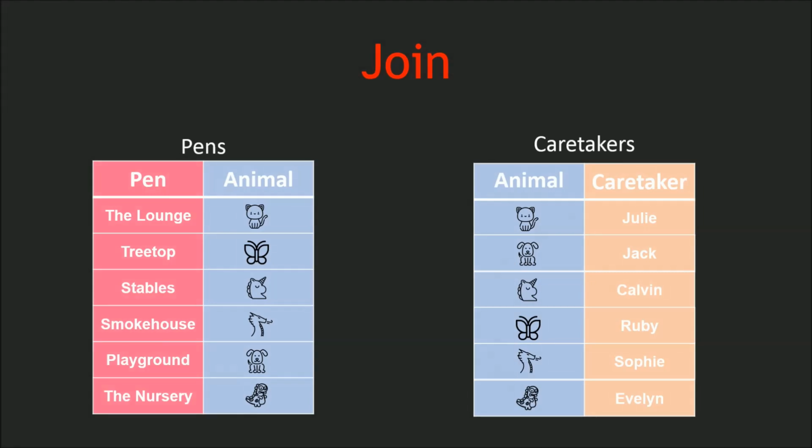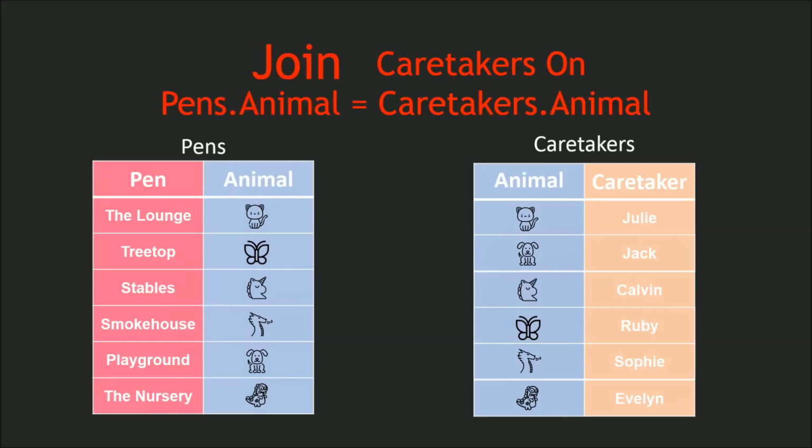All right, in this example, we have two tables. One has pens and the other has caretakers. The reason we may need a join in this case is we might want to know where our caretakers are going to be, as in which pen are they going to be at during the day. And for this we're going to need to match up the animal that the caretaker is taking care of with the animal that is in each certain pen.